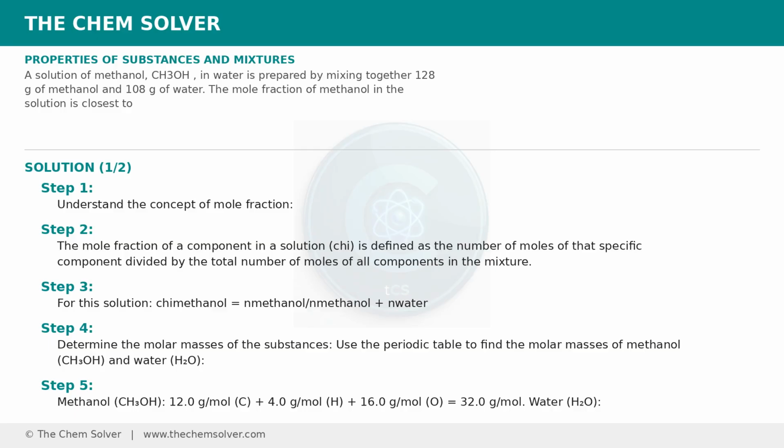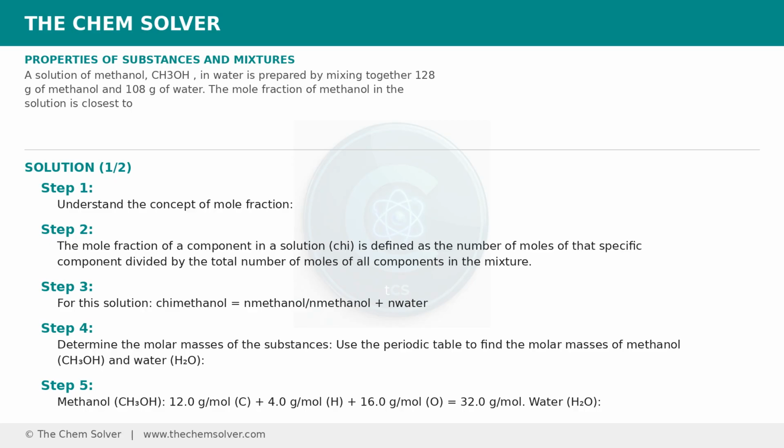Understand the concept of mole fraction. The mole fraction of a component in a solution, Chi, is defined as the number of moles of that specific component divided by the total number of moles of all components in the mixture. For this solution, Chi methanol equals n methanol over n methanol plus n water.